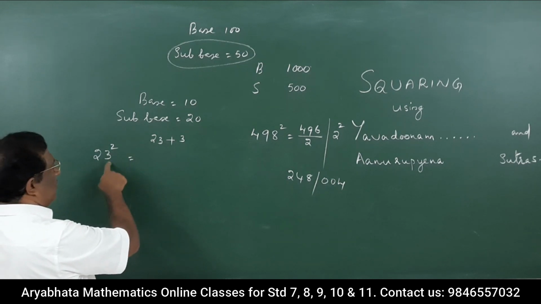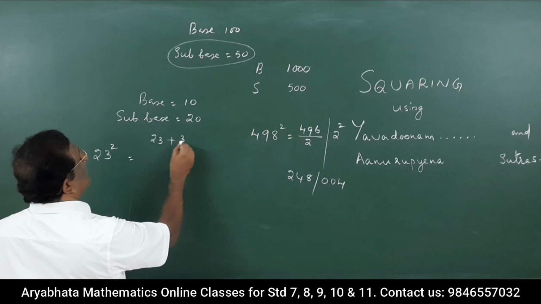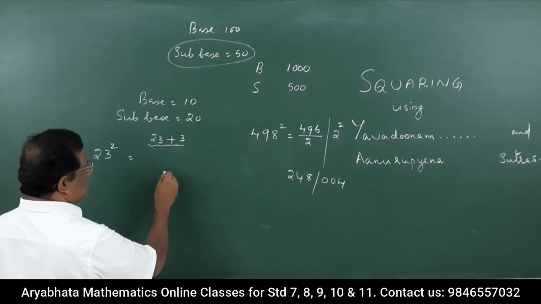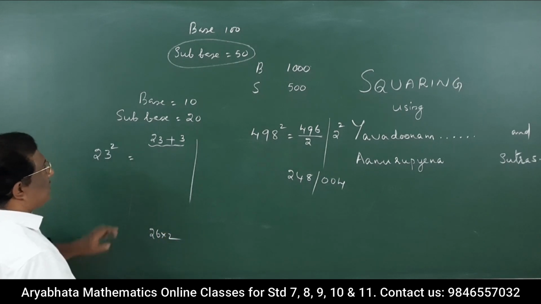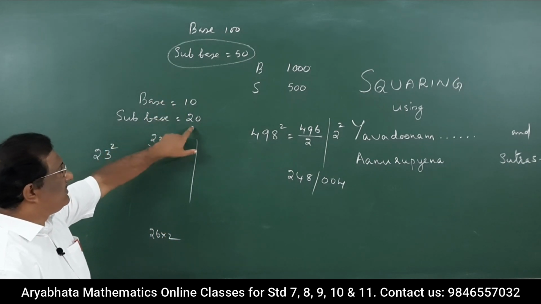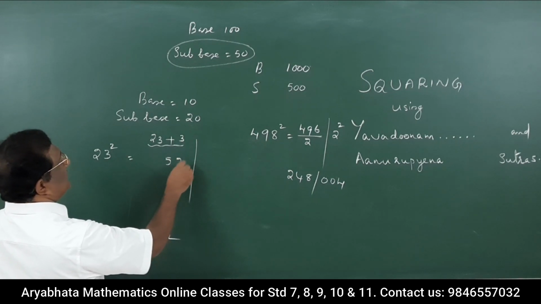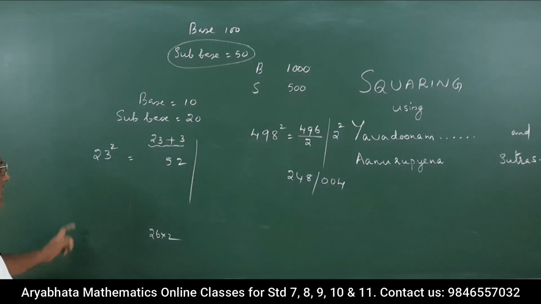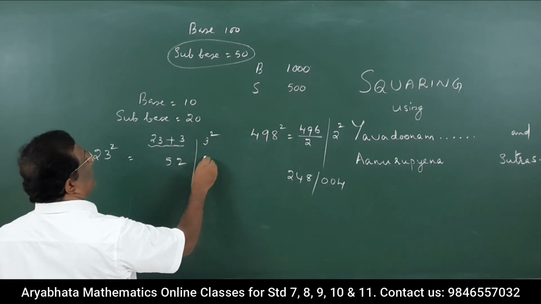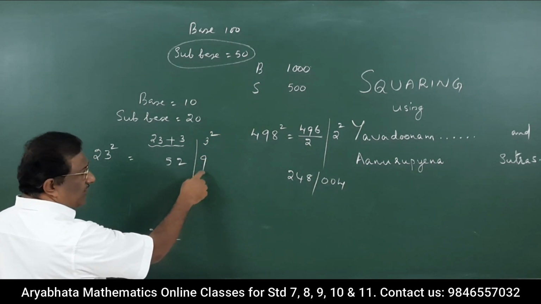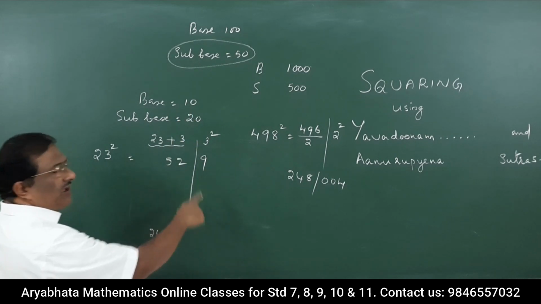So here it is more than the base, 23 plus 3, 26 you get, but 26 is not the answer. The first part is 26 into 2 because 20 is 2 times the base number. 26 into 2, 52. That will be the first part. And the second part is the square of the deficiency. Deficiency 3, square of 3, 9. We need only one digit because our base is 10. 23 square is equal to 529.